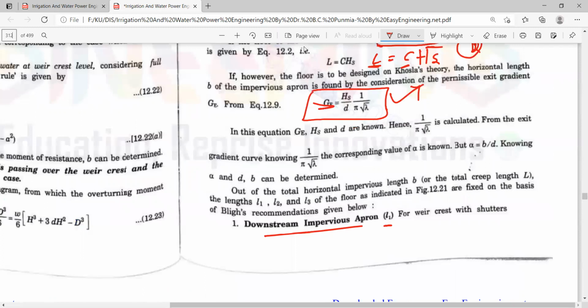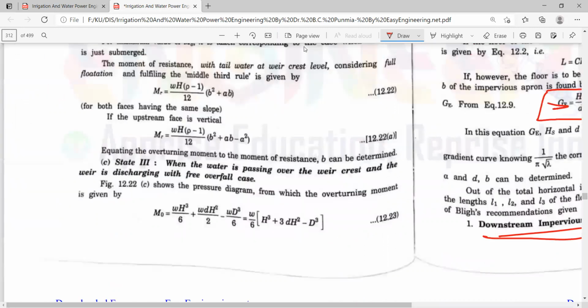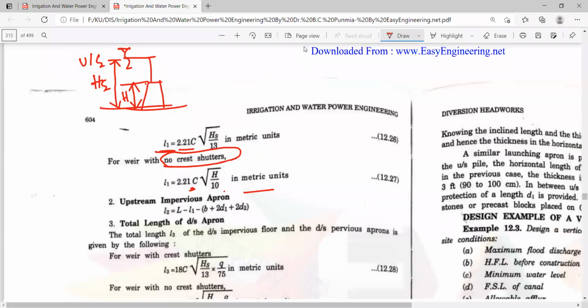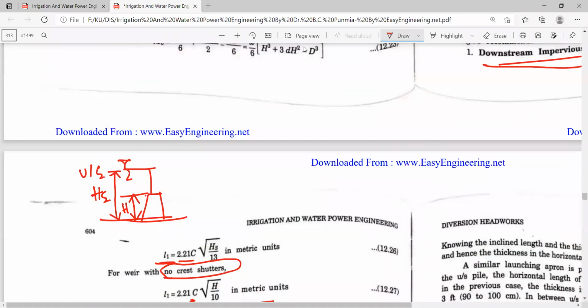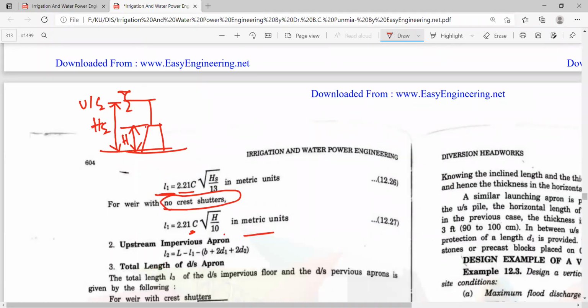First, I am going to design the downstream impervious apron, that is L1. I want to calculate the downstream impervious apron L1 first. The L1 formula is L1 is equal to 2.21 C into root of HS by 13. Next, the upstream side impervious apron can be calculated as L2.